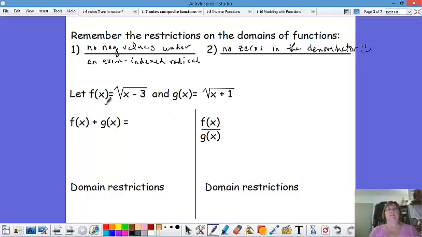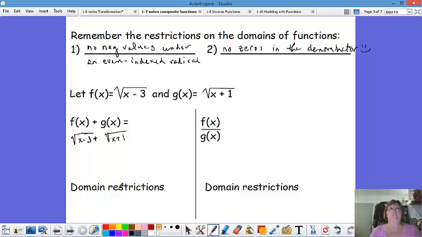Now we're going to take a look at f of x being the square root of the quantity x minus 3, g of x being the function square root of the quantity x plus 1. When we add those two, root of x minus 3 plus root of x plus 1, really, folks, we're stuck here. These are not like radicals. They can't be added any further. So all we can do is show that we could add them.